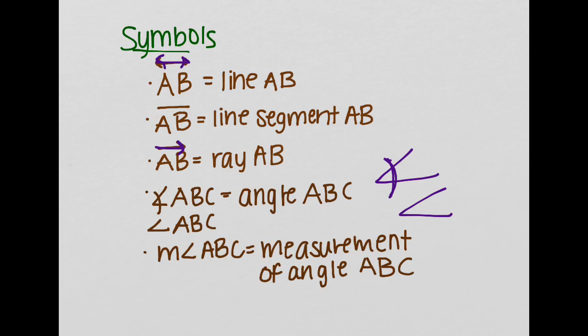And when you see M angle ABC, it means the measurement of angle ABC. Okay? Now remember, you can always write angle ABC with just the vertex point. So you could just write this as angle B. Okay, I hope that helped, and I hope to see you soon.